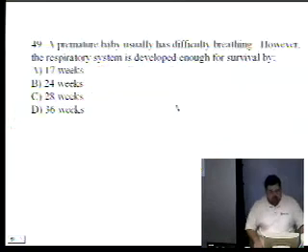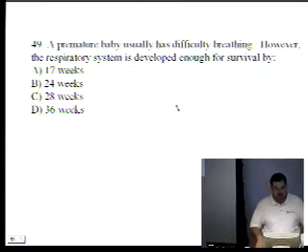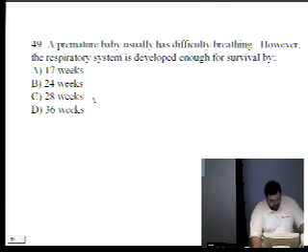Okay. A premature baby has difficulty breathing. However, the respiratory system is developed enough for survival by, do you have any ideas? 28 weeks. It's letter C.